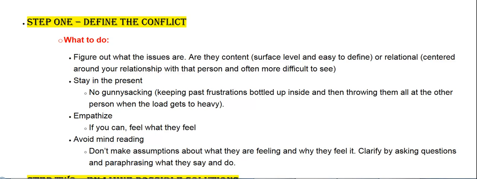Number 2, stay in the present. I mentioned this last time, no gunny sacking. Gunny sacking is basically keeping past frustrations bottled up inside and then throwing them all out at one person at one time when that load gets too heavy. So imagine you've got this rucksack on your back, and every time something bad happens, either between you and that person or just something in general negative happens, you throw it in that backpack and you leave it there.